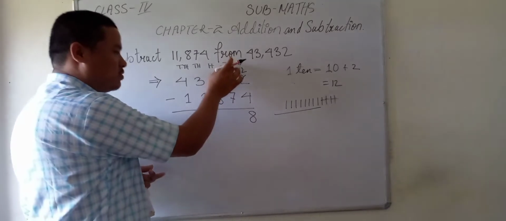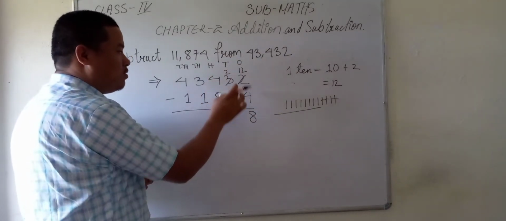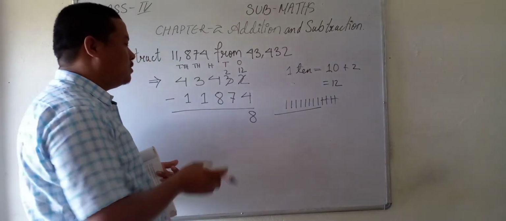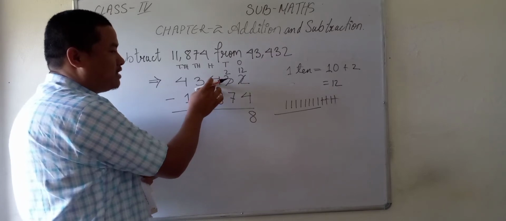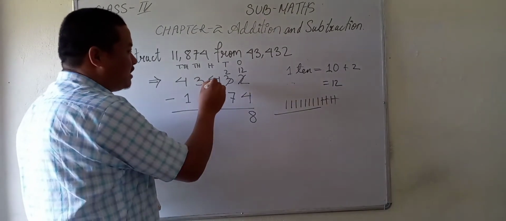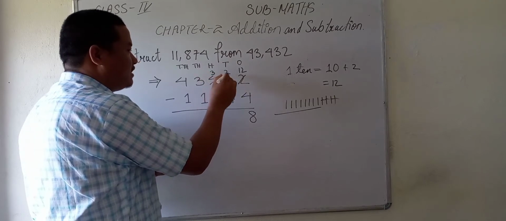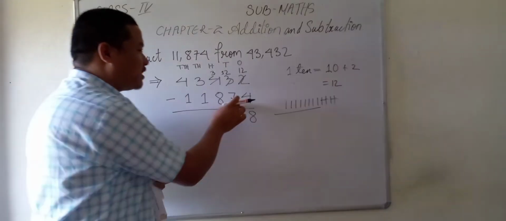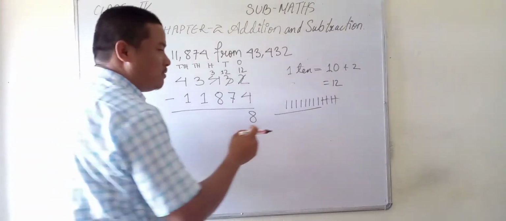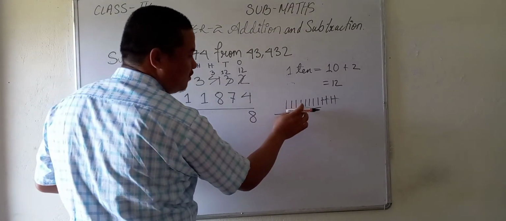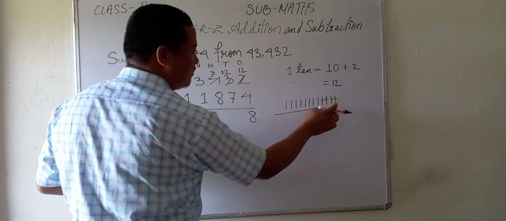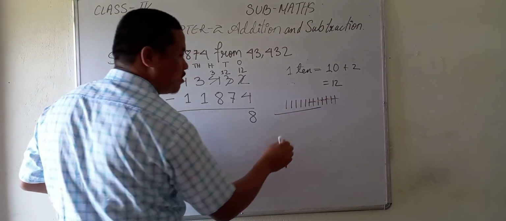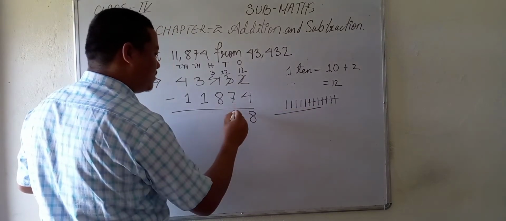Now come to this tens place. 2 minus 7. From 2 we can't minus 7. So we'll take 10 from 4. When we take 10 from 4, 4 will become 3, and this 2 will become 12. Again 12. From 12 now you have to take out 7. 1, 2, 3, 4, 5, 6, 7, 8, 9, 10, 11, 12. You take out 7. How much remain? 5.